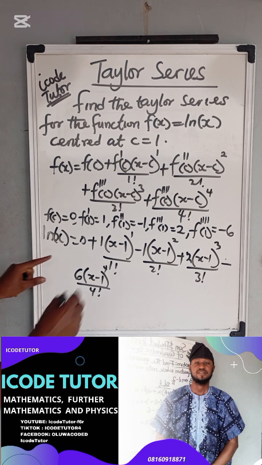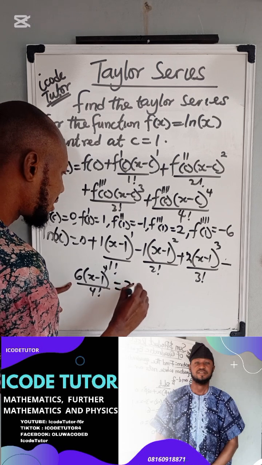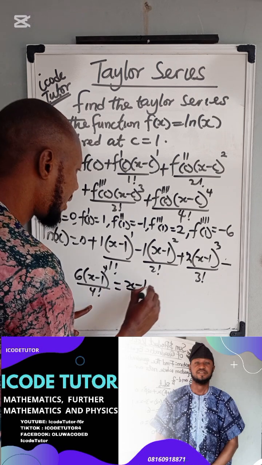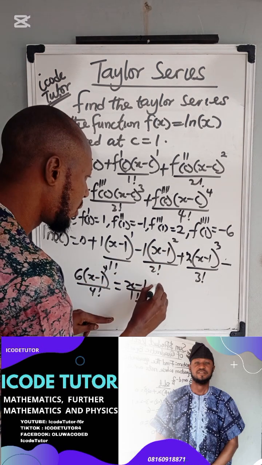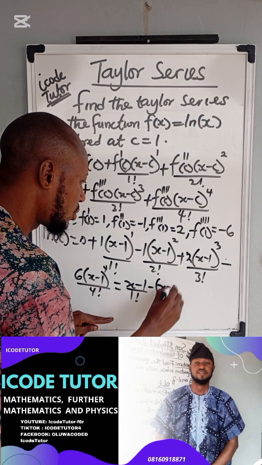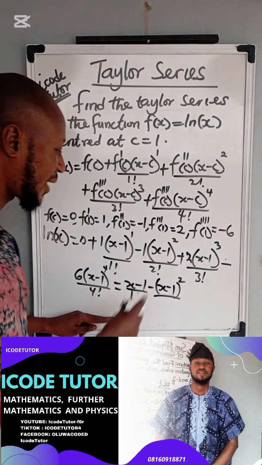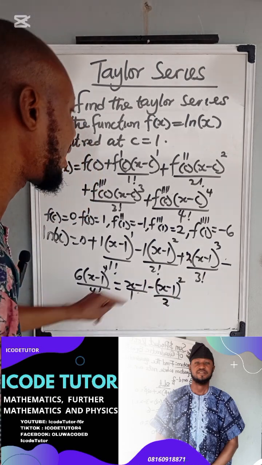Now, after that, the next thing we do here is, this one is 0, that means there is no need of writing this. 1 times this will be x minus 1 divided by 1 factorial, minus, now this one is x minus 2. Now, x minus 1 raised to power 2 divided by 2 factorial, that's 2 times 1, that's 2 factorial.